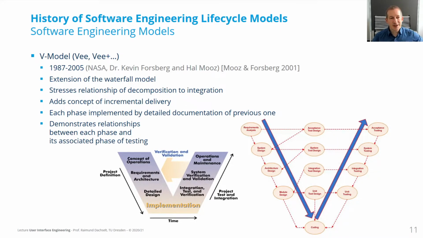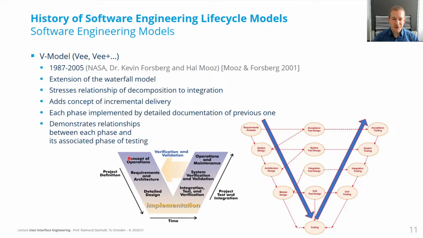Later on, another model I would like to mention here is the V model or V plus model by Kevin Forsberg and Hal Mooz, developed over a longer period of time, starting around the time of the Silver Bullet paper, so in 1987 to 2005. It's basically an extension of the waterfall model, but it stresses the aspect of decomposition. And of course, it also has incremental development and also incremental delivery. So this is the time axis basically, and this is a project definition.